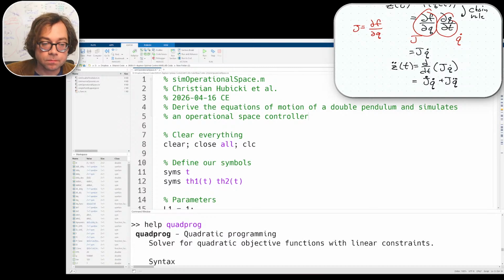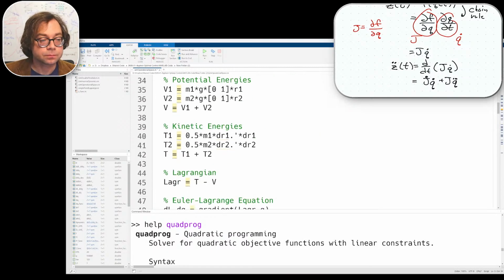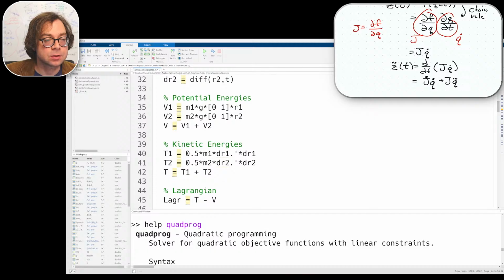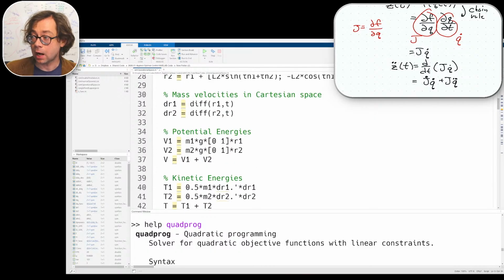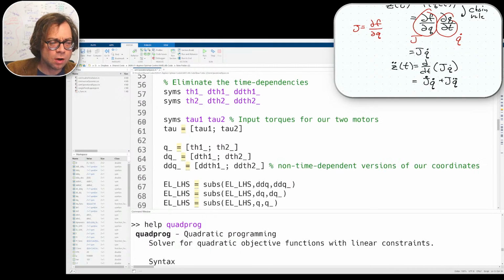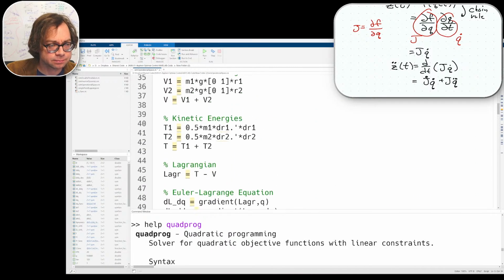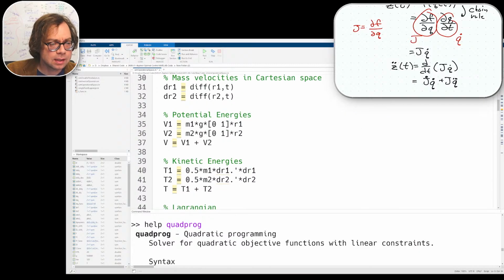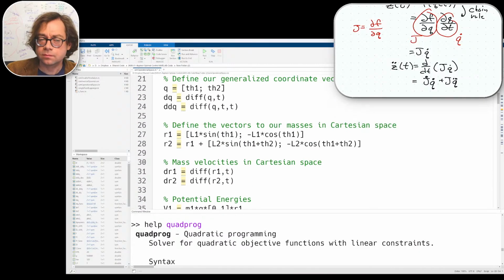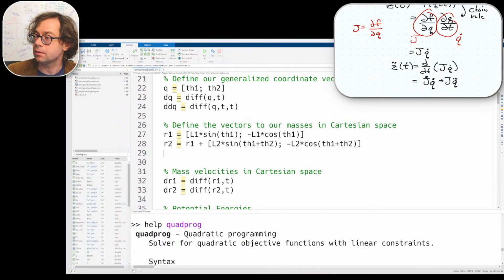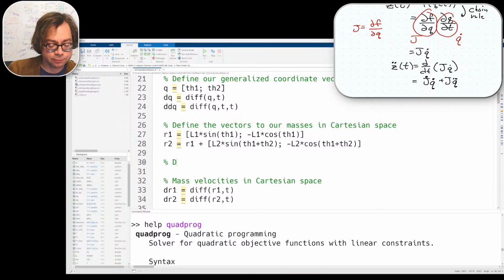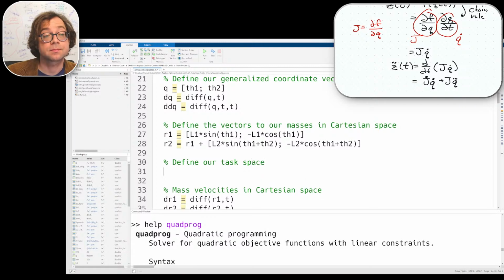Okay, now what do we need to define? Well, I'm glad you asked. We need to define our operational space. We'll call that z. Where do we define this? Let's define it. Here we have the vectors to our masses right here. So we're going to define our task space. I'm going to define it as z.